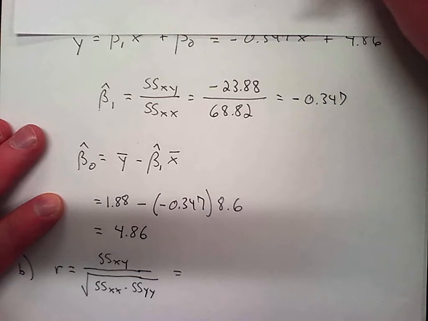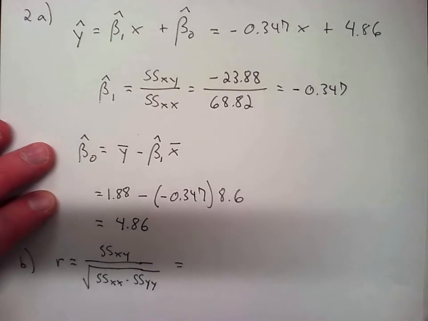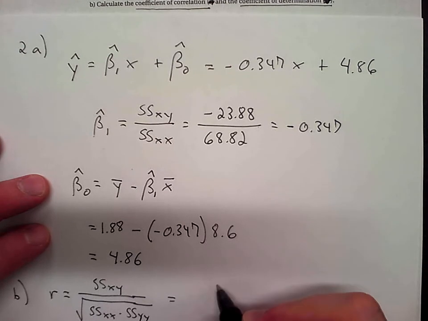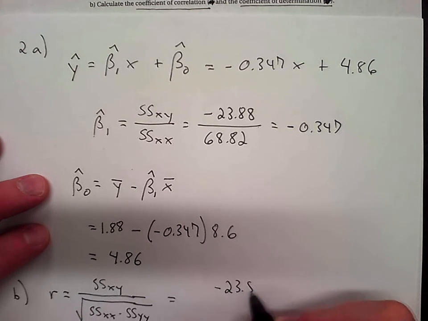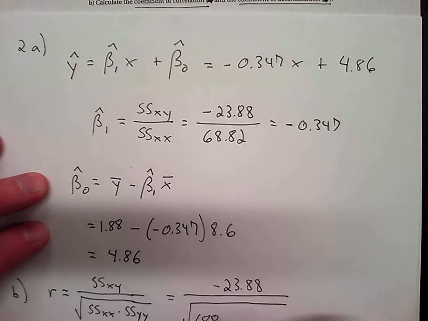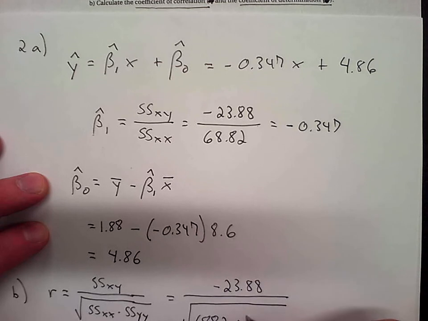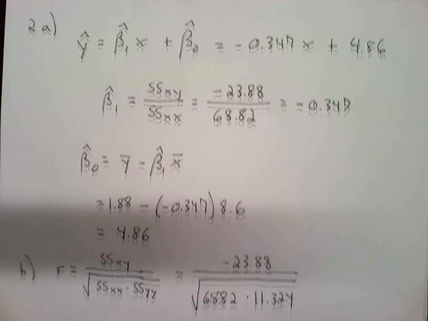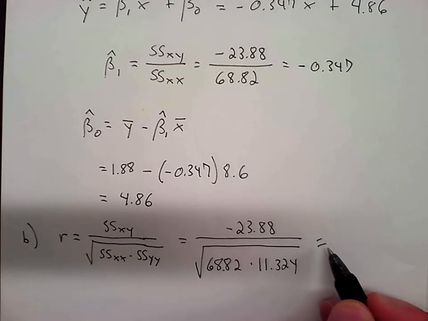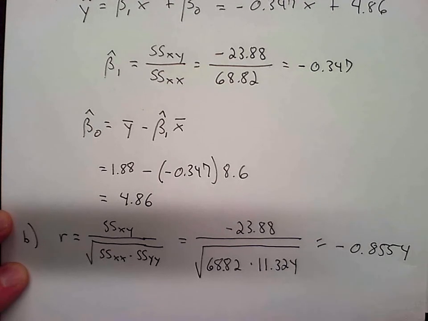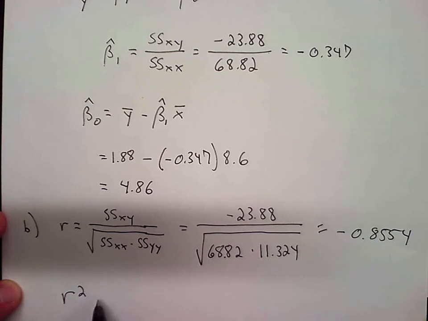And here, where are we going to get the values for these sums of squares? Just from the problem, right? So here we're going to get SXY is negative 23.88, SXX is 68.82, and SYY is 11.324. Did anybody do this arithmetic yet? Negative 0.8554.